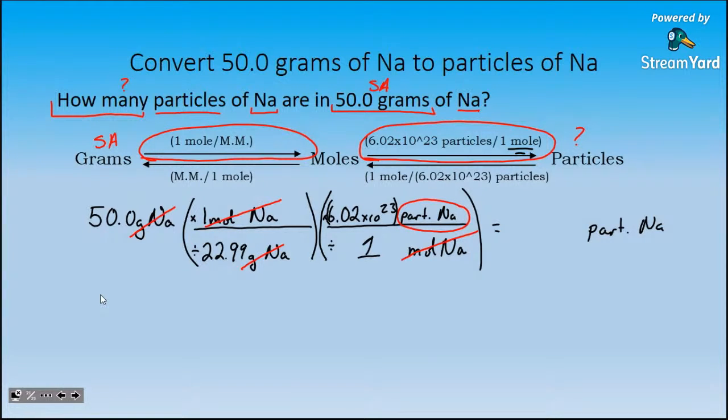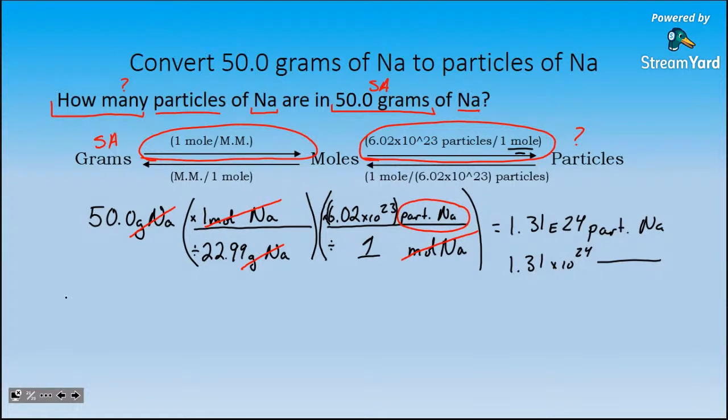So after 50.0 divided by 22.99 times 6.02, second comma, to get that E, and then 23, hit enter, and I get a final answer of 1.309, but to 3 significant digits, that's going to be 1.31, and then at the tail end, don't forget the E24 in your calculator. Also remember that it's perfectly fine to write this as 1.31 times 10 to the 24th, and then particles of sodium. So either format is valid.